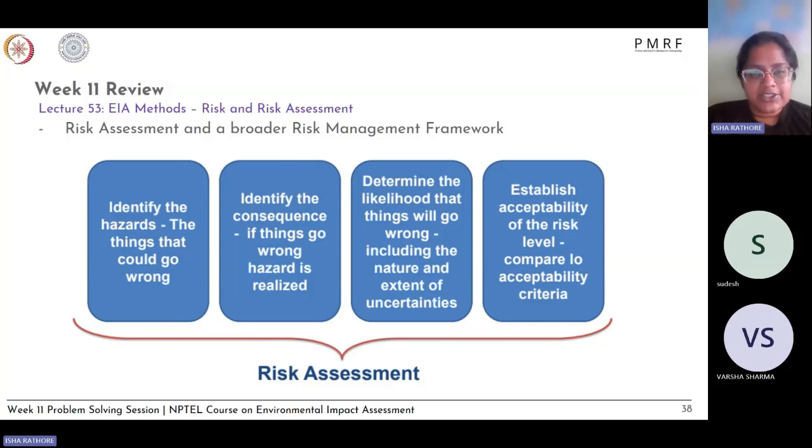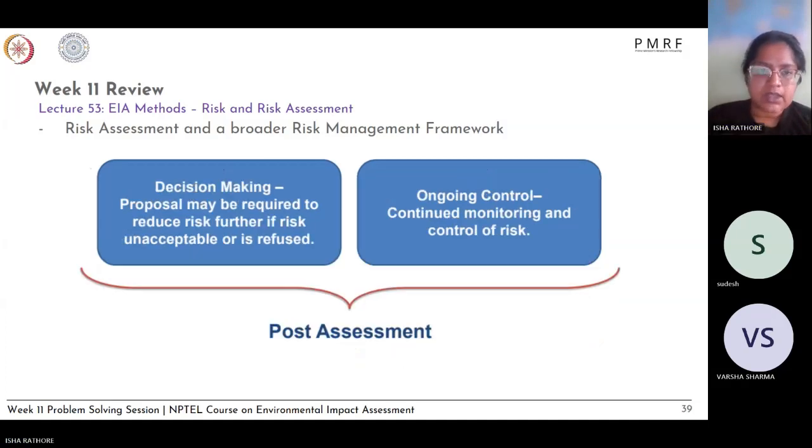So you include the nature and extent of those uncertainties. You put in this much is the chance, this is the percentage, or these many people might be affected, say 1 in 4 people. Things like that you mention in terms of figures and numbers, and you establish the acceptability of the risk level compared to the acceptability criteria. And then you use this for decision making.